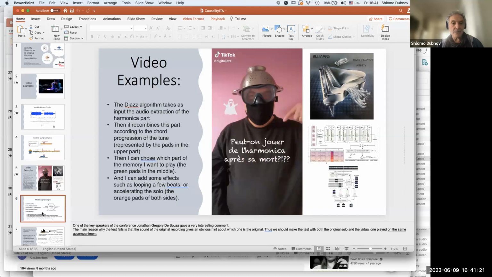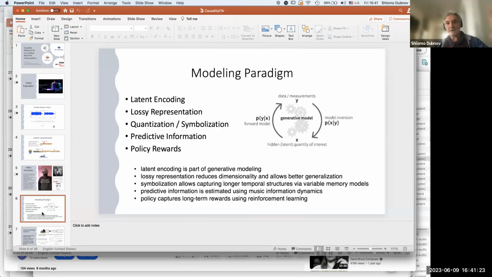So let me summarize some of these ideas. The paradigm is that we need some representation of audio. Since I'm using some terminology from neural networks here, you have some latent encoding.